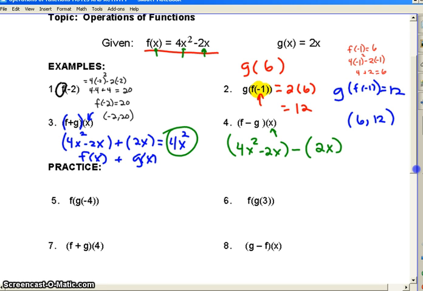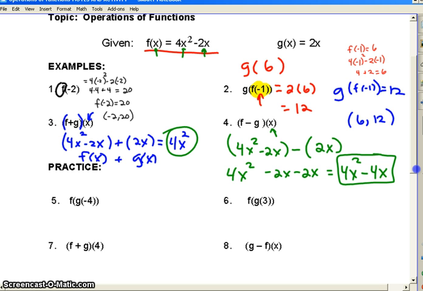So we've got negative 2x minus 2x. So what's that going to be? Negative 4x. So 4x squared, let me bring that on down. 4x squared minus 4x is the answer. Okay? If you actually have a number in parentheses, then that's when you get an ordered pair. If you just have an x, then you're just combining like terms and simplifying your expression.